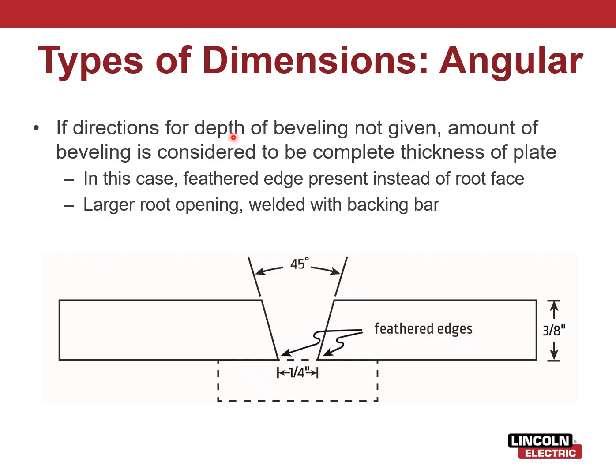All right, so if they're not telling you what the depth of the bevel is, it should be a straight line all the way through, and that's called a feathered edge, where it comes to a sharp point, sometimes also known as a knife edge. So that's a feathered edge present instead of the root face. Typically larger root opening, and this is where you start using backing bars.